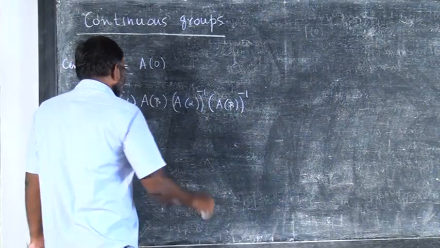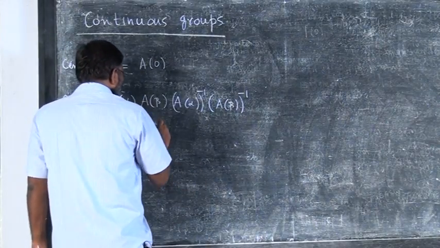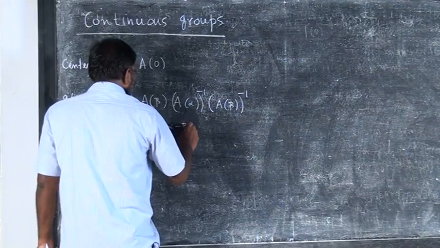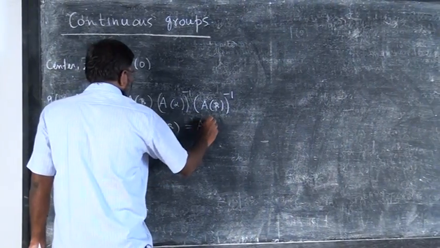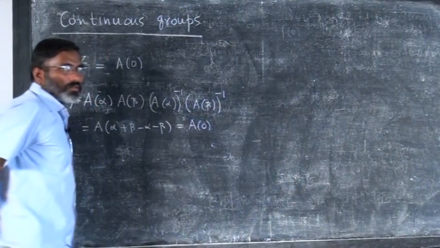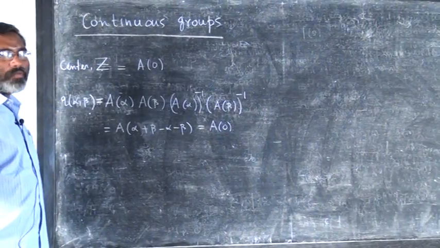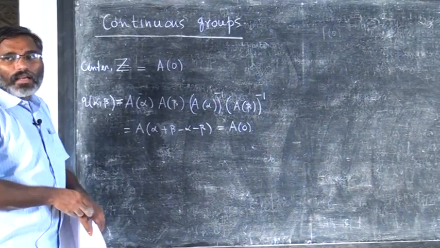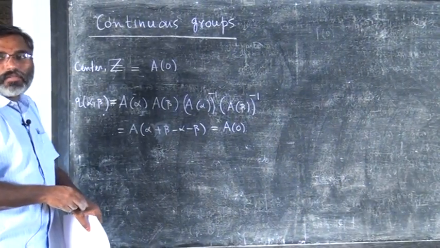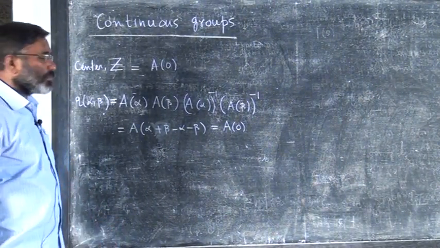Correct? So you will have alpha plus beta minus alpha minus beta. What is that? A0. So you take any two different elements of A alpha type, you will always get identity.